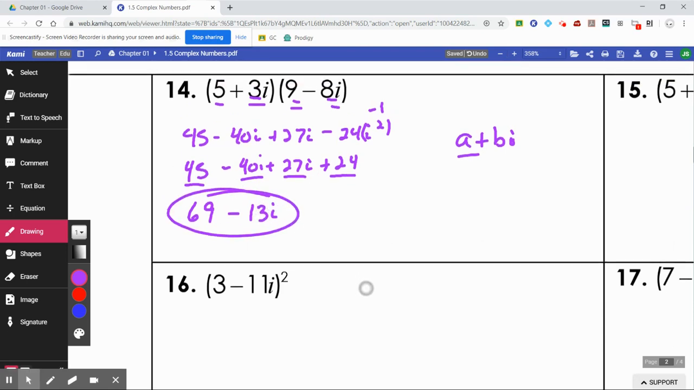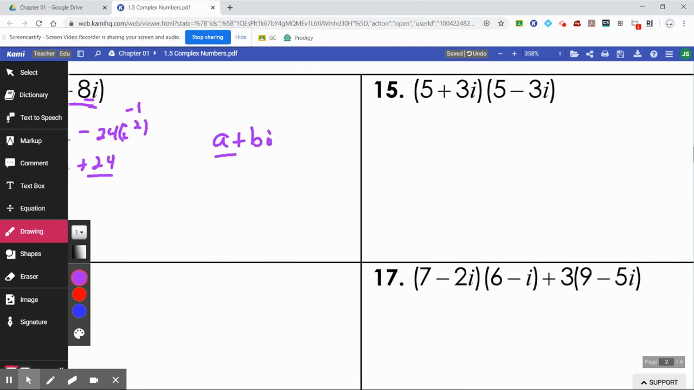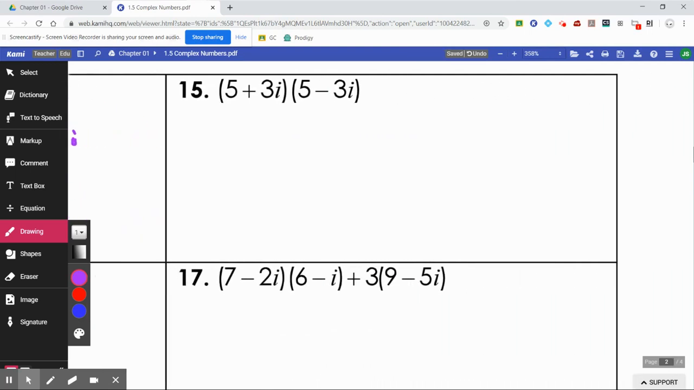So notice when we multiply this complex number times this complex number, we got another complex number. Conjugates. Now something special happens with conjugates. Reminder, to multiply conjugates, all we have to do is first times first and last times last. So 5 times 5 is 25. Positive 3i times a -3i will be a -9i squared. The middle terms would cancel anyway, so you don't have to worry about them.